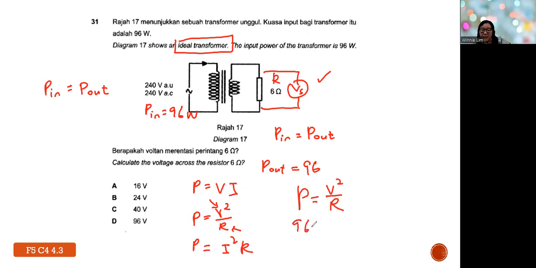Now I have 96, then my V squared, then my R is 6. So you rearrange, you will have V squared equals 96 times 6. That is 576, not the answer yet because I want V. Take the square root of the answer, and you get 24. So the answer is B.